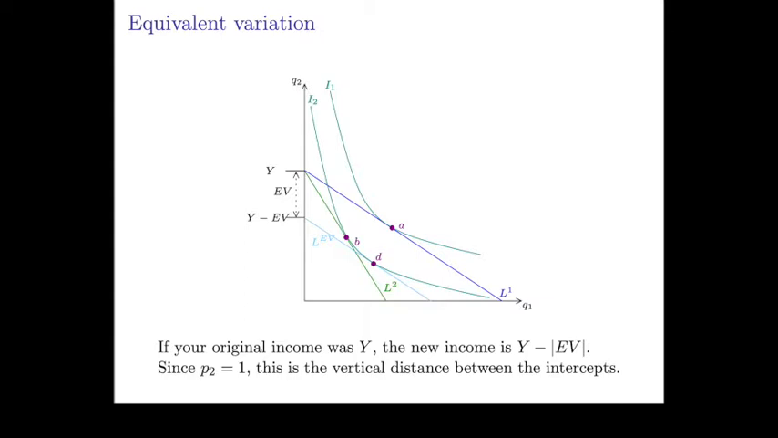Remember, just like before, if you spend all of your money on good 2, because the price of good 2 is 1, then at the original prices you would have been able to purchase Y units of good 2. And after I've taken away EV dollars, when you have Y minus EV dollars left, you would be able to purchase exactly Y minus EV units of good 2. So this vertical distance between this point and this point is exactly EV. So that's a graphical illustration of what the compensating and equivalent variation look like.